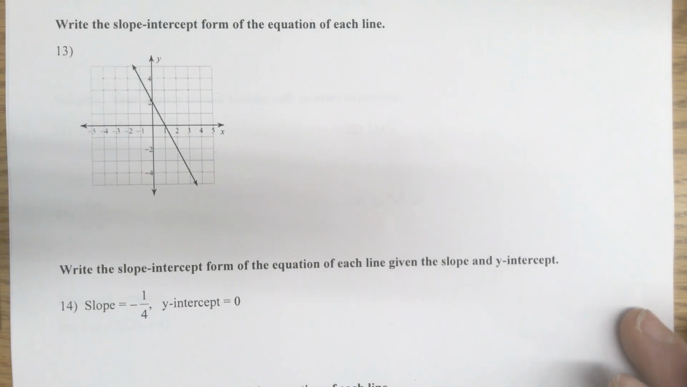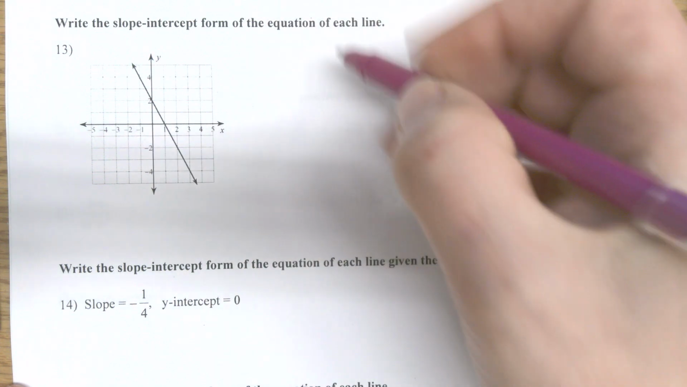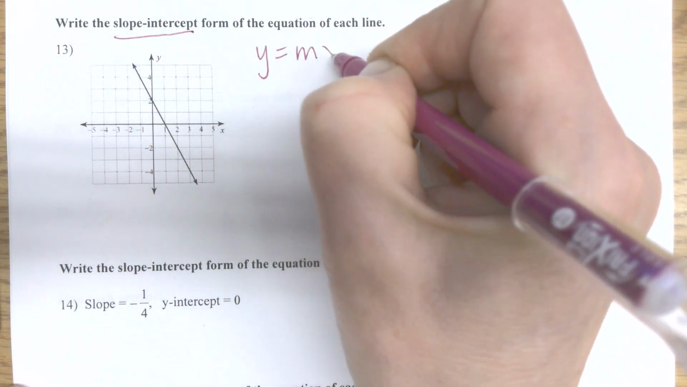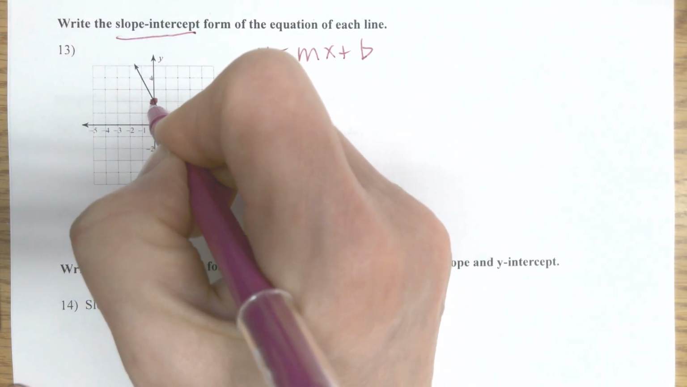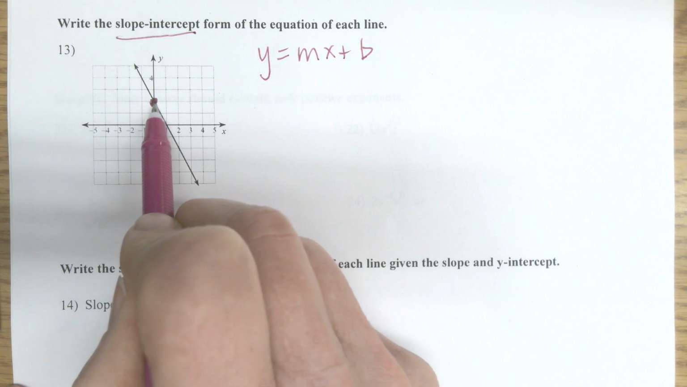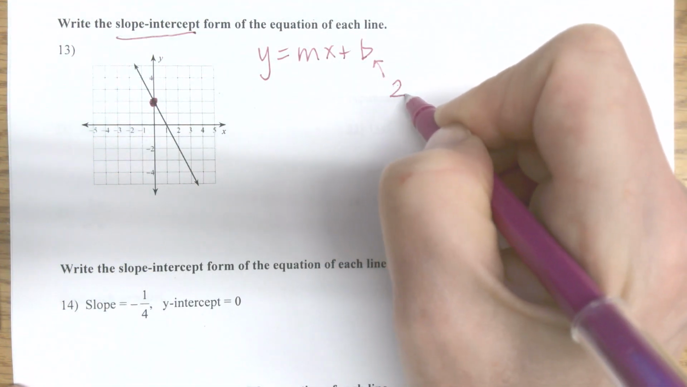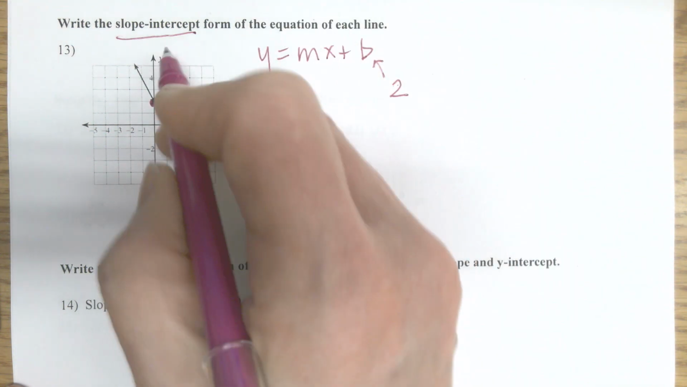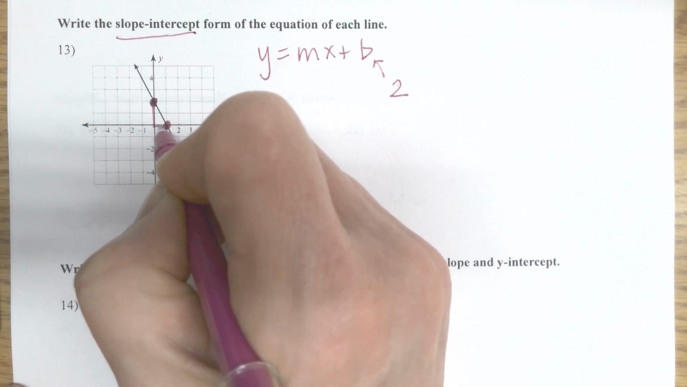On the next problem, I have to write it in slope-intercept form, which means I have to find both the slope and the y-intercept. So y equals mx plus b is slope-intercept form. I always start with a point on the y-axis. That is my y-intercept, and that one's at 2. Then I'll count to find my slope. So I need to find a point where it crosses. It looks like it crosses there.